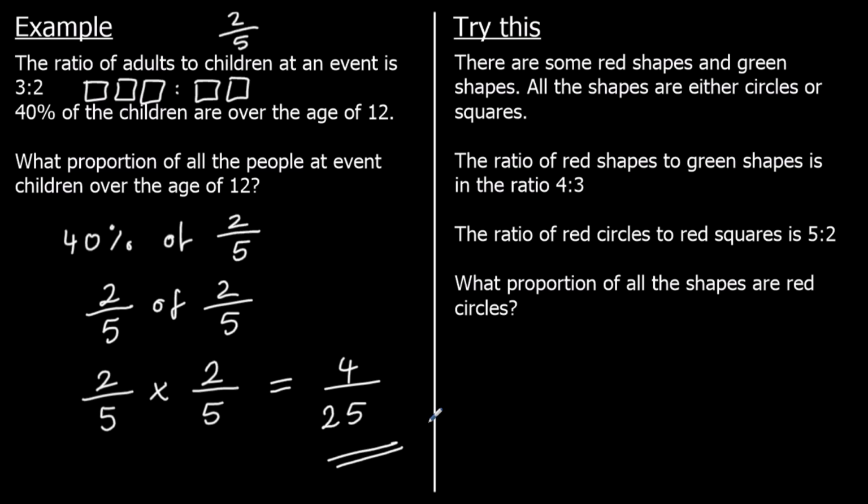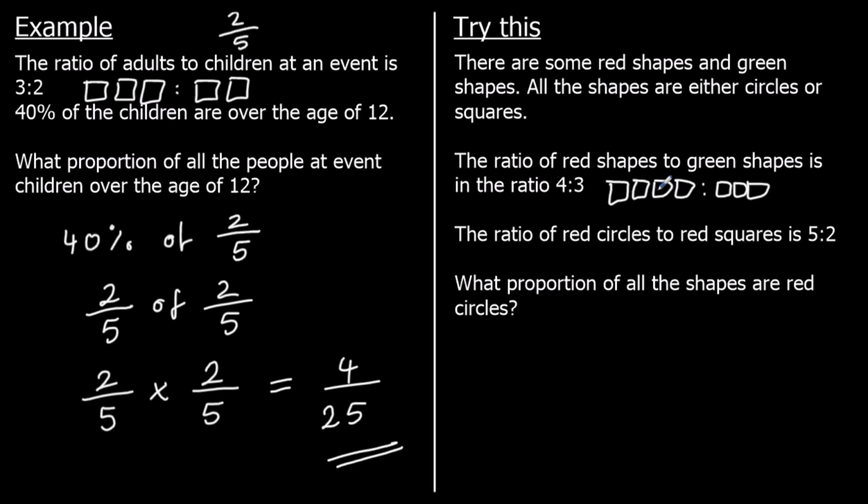Okay, one for you to try. So give this one a go. So it says there are red shapes and green shapes, and the shapes are either circles or squares. So the ratio of red shapes to green shapes is 4:3. So 4 parts to 3 parts. The ratio of red circles to red squares is 5:2. So 5 parts to 2 parts. What proportion of all the shapes are red circles?